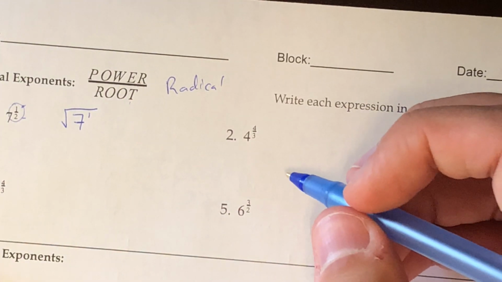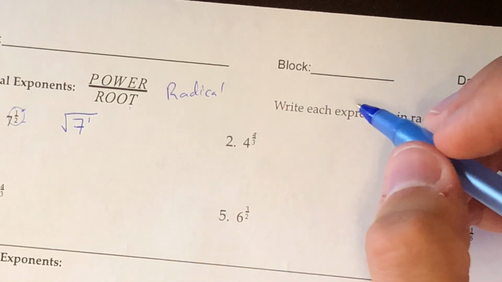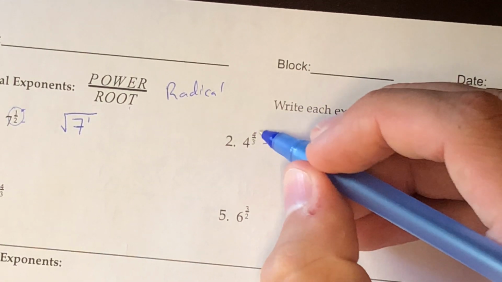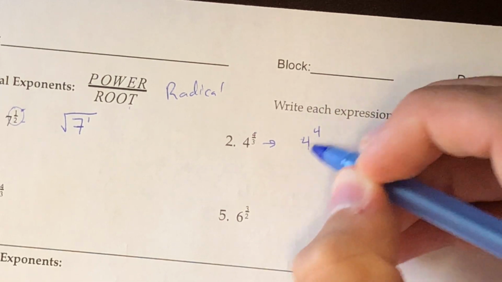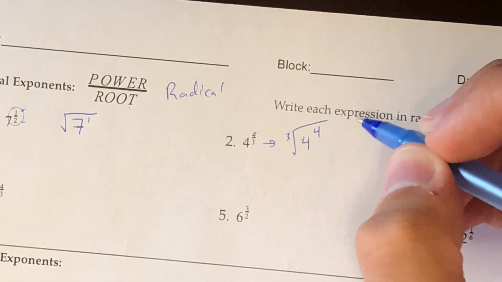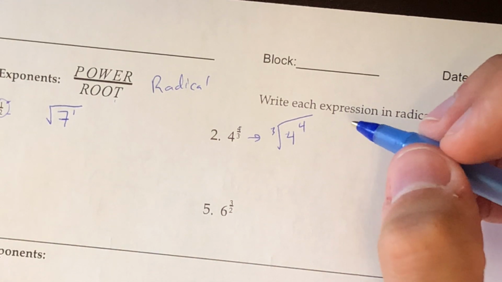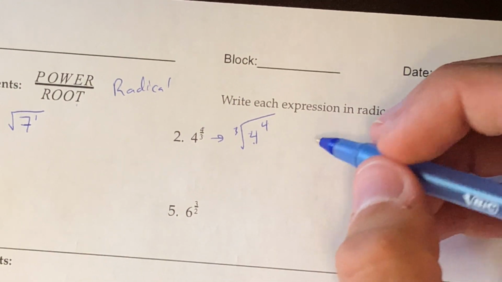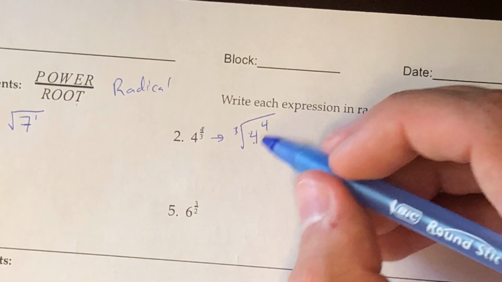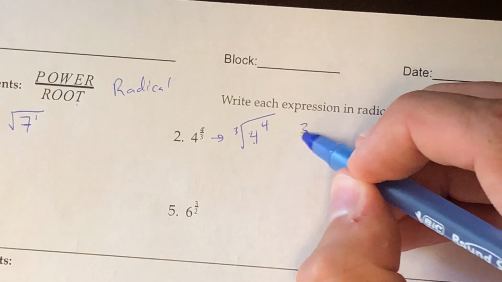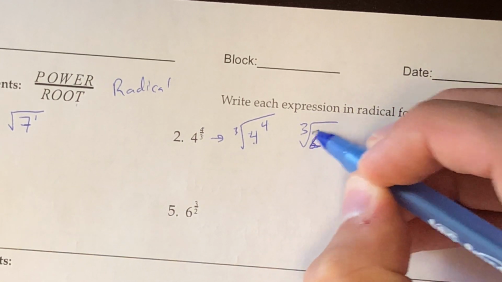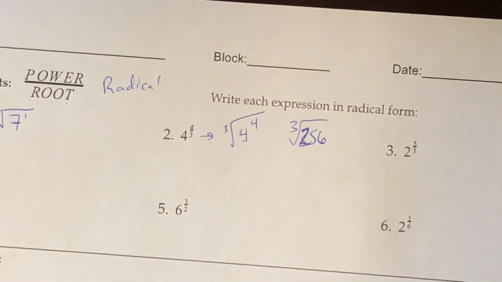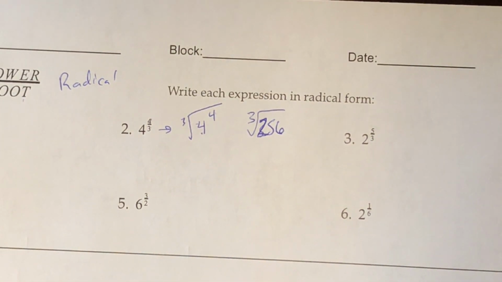For number 2 here, we have 4 to the power of 4 over 3. So that 4 is going to be our power. Our root is going to be 3. We have a cube root, or a third root, to which we could simplify a little bit more. 4 to the power of 4. Well, 4 times 4 is 16, times 4 is 64, times 4 again would be 256. So we've got the cube root of 256. And you could see if there's anything that multiplies by itself 3 times to get to 256, and you could simplify that further. But for the sake of this one, we won't do so.